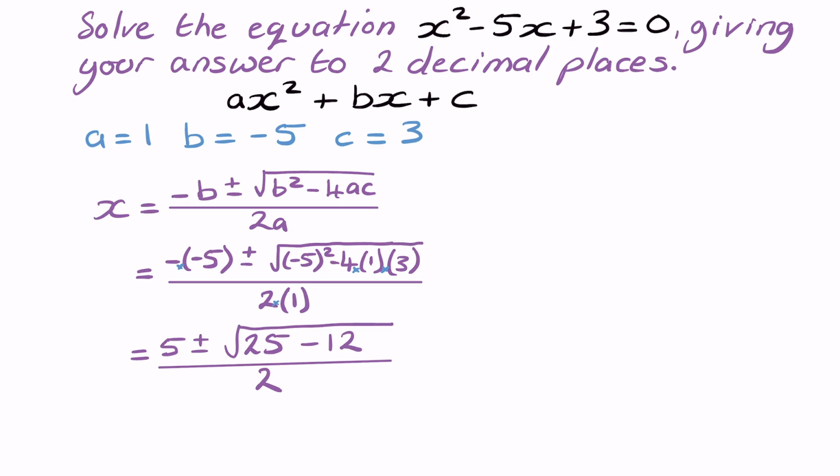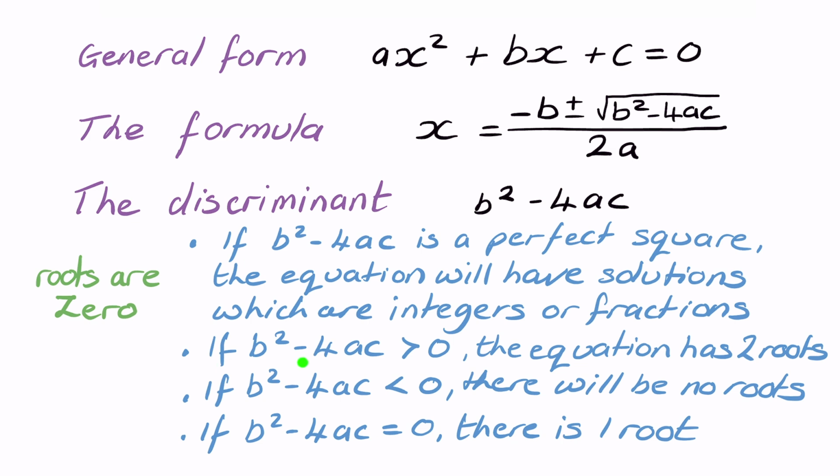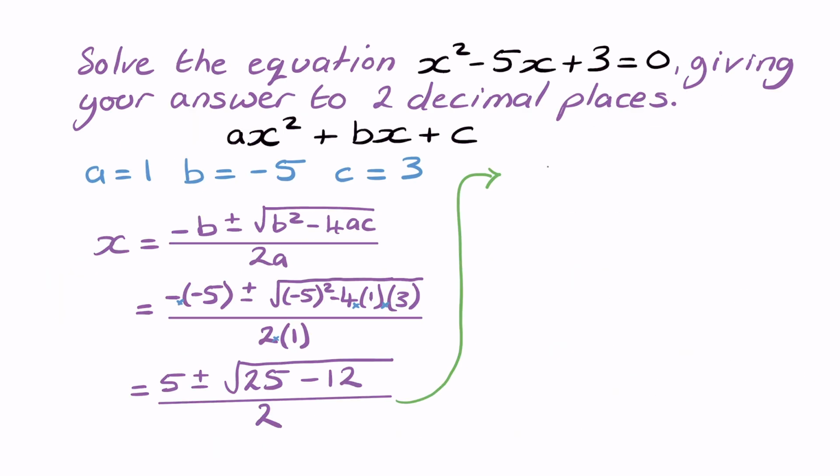And as that's greater than 0, our solution will have 2 roots. So that's this here. If b squared minus 4ac is greater than 0, then the equation has 2 roots. So it has 2 zeros. It will cross the x-axis twice. And then that goes to 5 plus or minus root 13 all over 2.